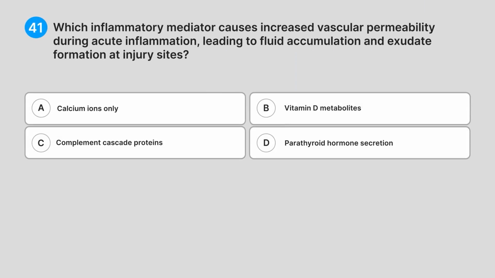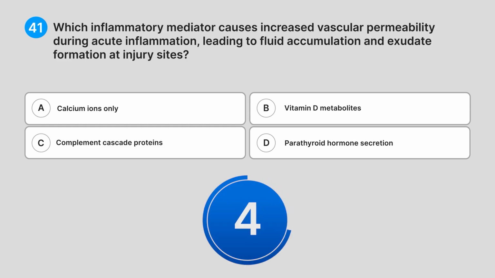41. Which inflammatory mediator causes increased vascular permeability during acute inflammation, leading to fluid accumulation and exudate formation at injury sites? A. Calcium ions only. B. Vitamin D metabolites. C. Complement cascade proteins. D. Parathyroid hormone secretion. Can you guess the answer?